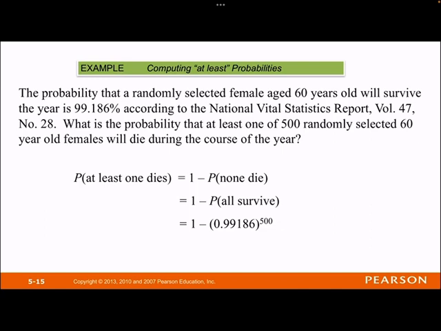So we're really going to do 1 minus 0.99186 to the 500th power. And when you put that into the calculator, you should get an answer of 0.9832. So that would be your final answer.